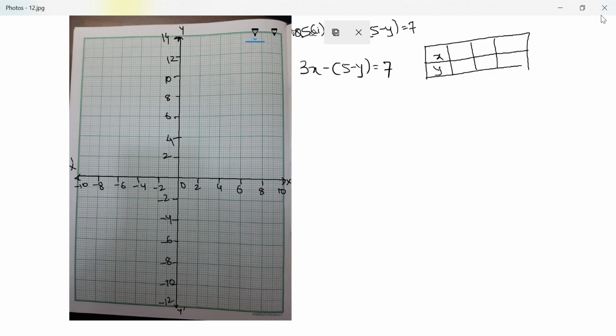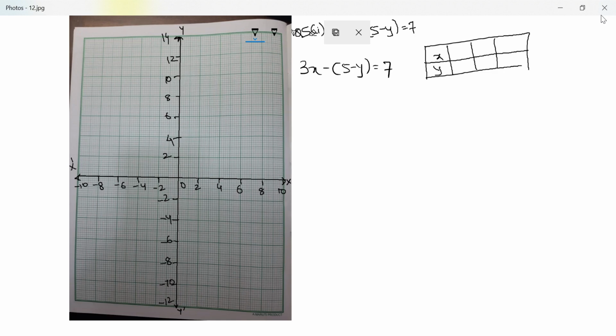Hi guys, let's move on to the next question. Question number 5, part 1. It says for each linear equation given above, draw the graph and then use the graph drawn in each case to find the area of a triangle enclosed by the graph and the coordinate axis. So we'll look at the area later.